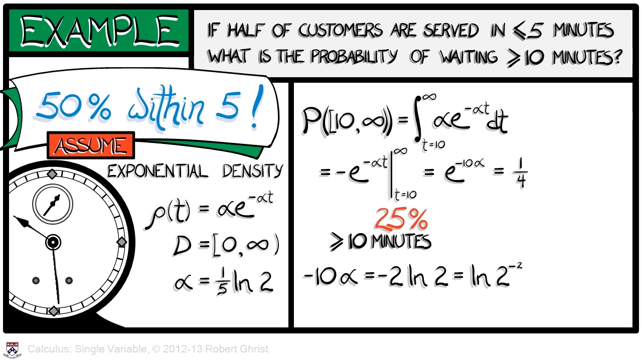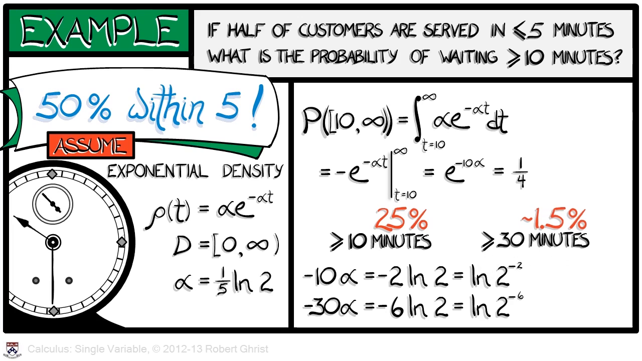That doesn't sound so good. But what are the odds of having to wait for more than 30 minutes? Well, we would follow the same computation and need to compute negative 30 alpha. That is log of 2 to the negative 6th. Substituting that in would give us odds of about 1.5%.